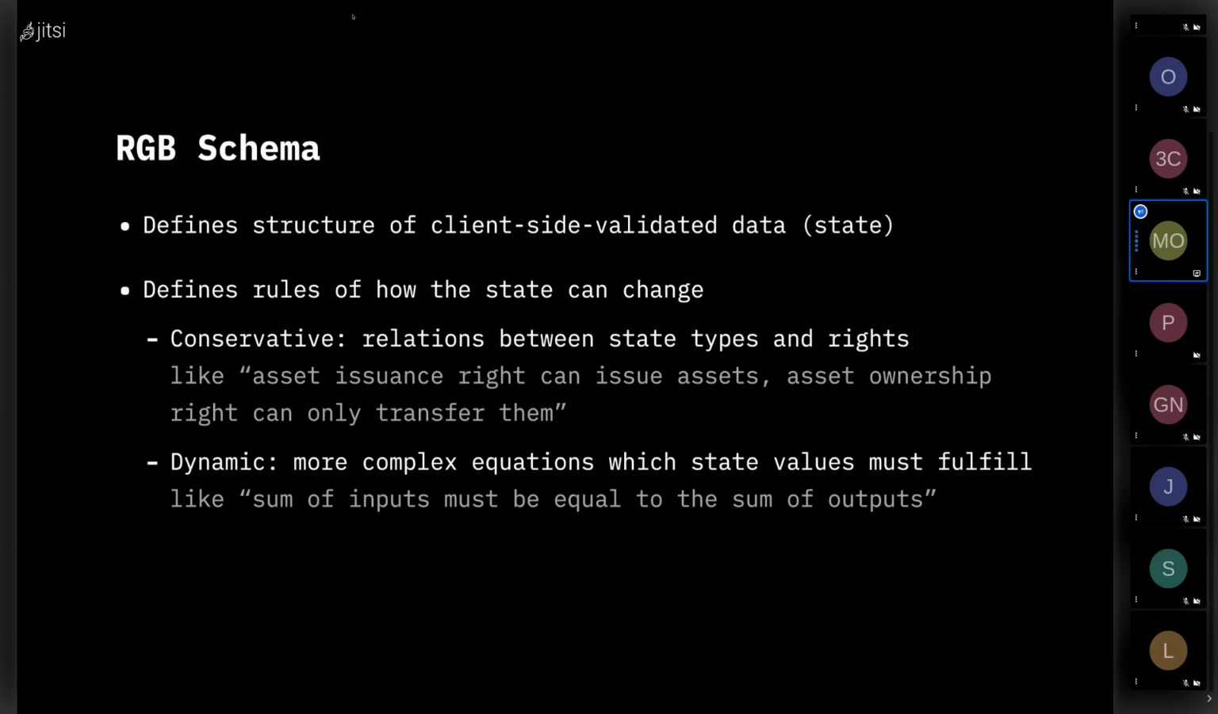The second part of the rules are dynamic rules, which are more complex, and in fact they define equations between the previous state data and the new state data. Like the sum of the assets in your outputs in the state transition must be exactly equal to the sum of the inputs of the assets in your state transition, which is basically you are not producing inflation by moving the asset.